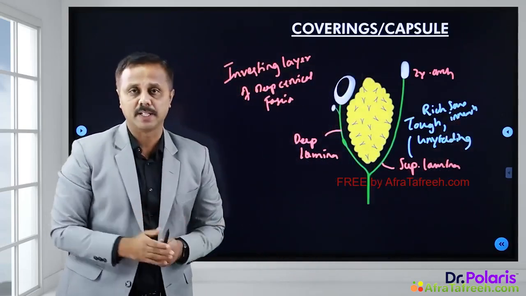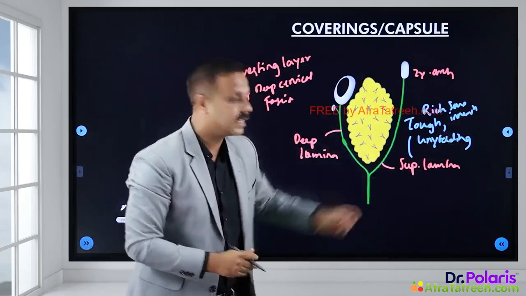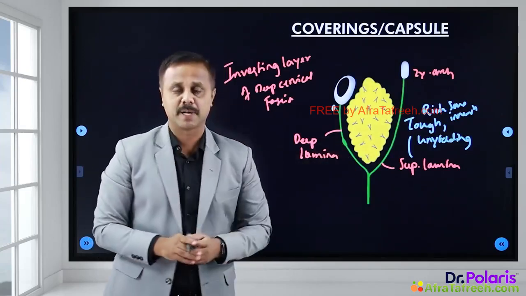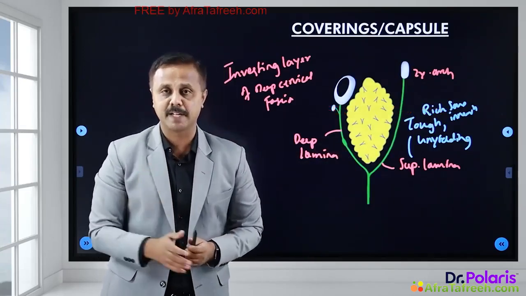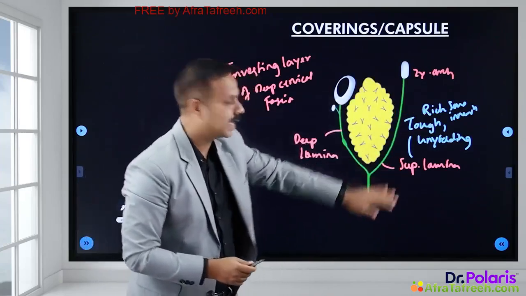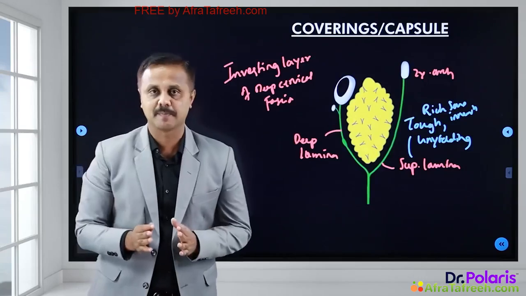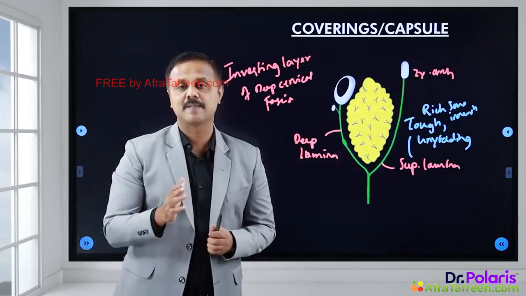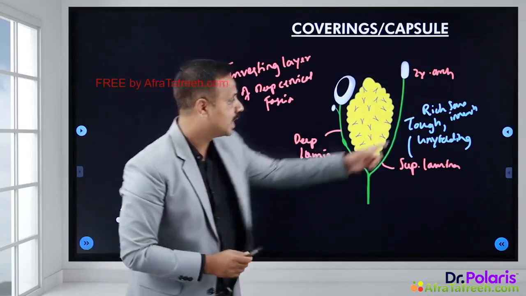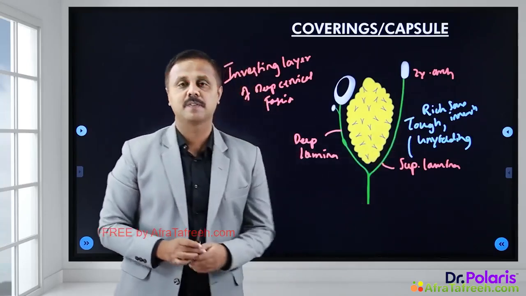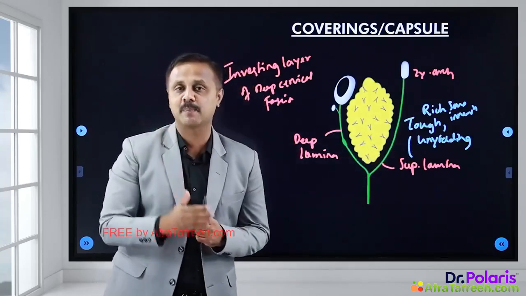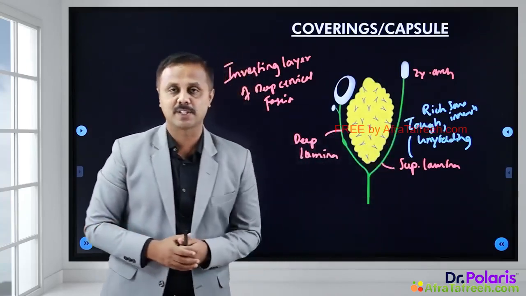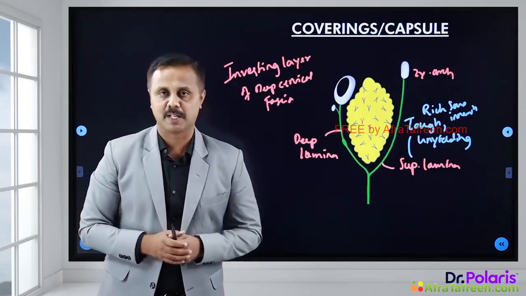Why do we need to know all this? Because of this tough, unyielding nature and rich sensory innervation, the swellings of the parotid will be extremely painful, because this superficial lamina cannot stretch. Remember, this is the cause for extreme pain even in mumps. What is that? The tough, unyielding nature of the superficial lamina or anterior part of the capsule of the parotid gland, along with the rich sensory innervation it receives from the auriculotemporal nerve.